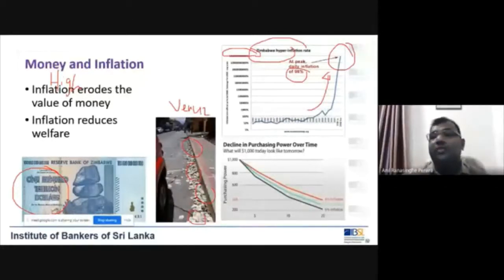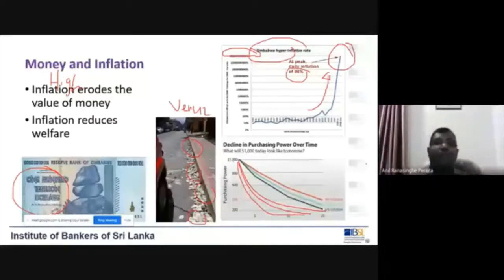In this chart, you will see how the purchasing power would decline at different levels of inflation. Now at 4% inflation, inflation will lead to a reduction of purchasing power like this. At 5%, it's lower than that. At 6%, it's lower than that. Maybe it's 7%, 8%, 10%, it's going like this. So the value of money is eroding at a rapid pace when there is inflation.